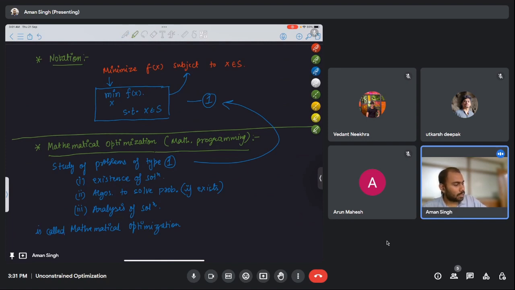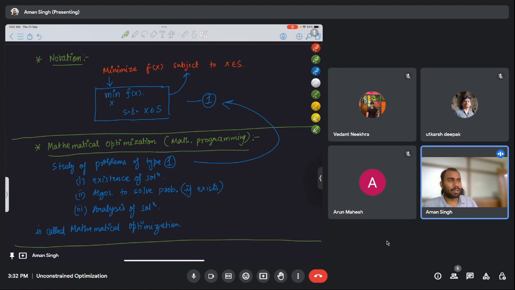So basically, we have some rough idea of what optimization is. We have defined what a mathematical program is, and now mathematical programming or optimization means we try to find if the problem defined has some solution or not. If it has a solution, can we derive an algorithm to solve the problem? And once we solve the problem, we want to analyze the solution: how accurate is it, how fast can we get to the solution, all those kinds of things.